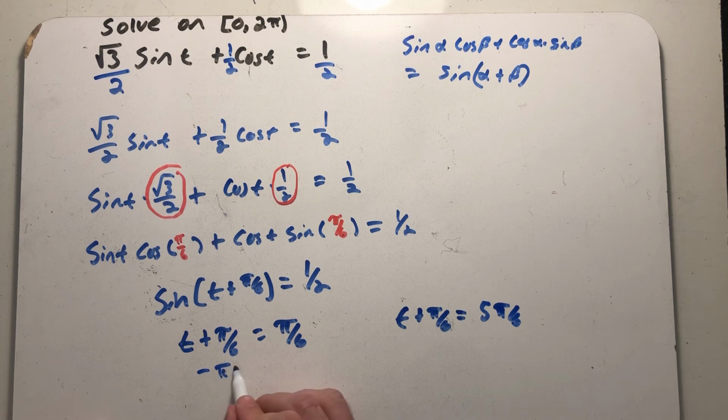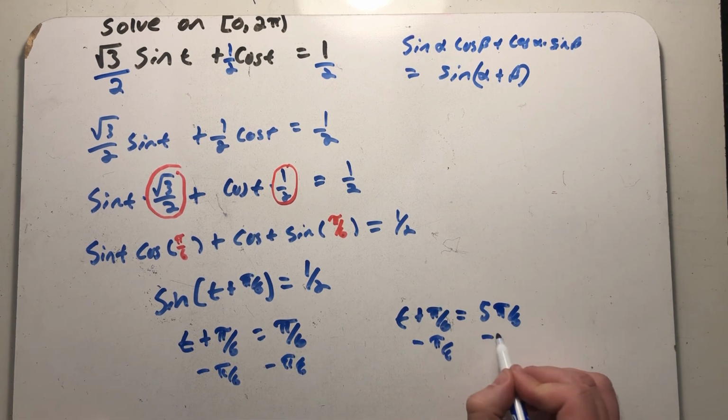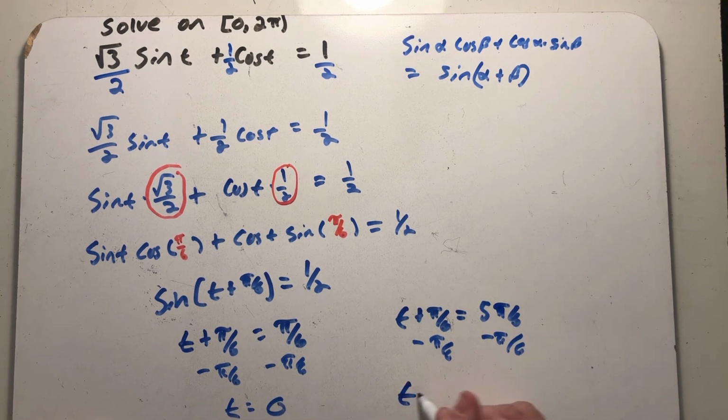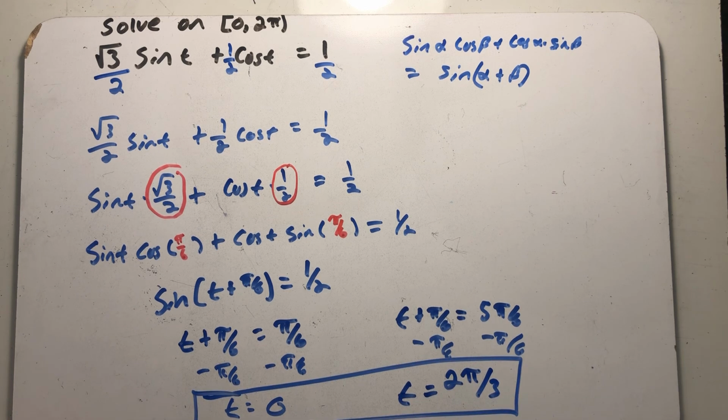Taking pi over 6 away from both of these equations reveals my solutions. So I get t is equal to 0, and t is equal to 4 pi over 6, which we will reduce to 2 pi over 3. And those are our two nice, happy solutions. And that's it for now.